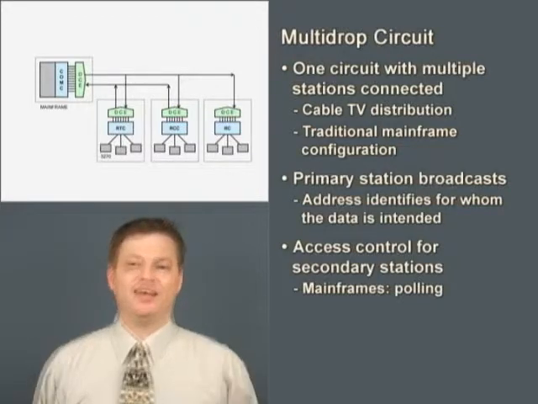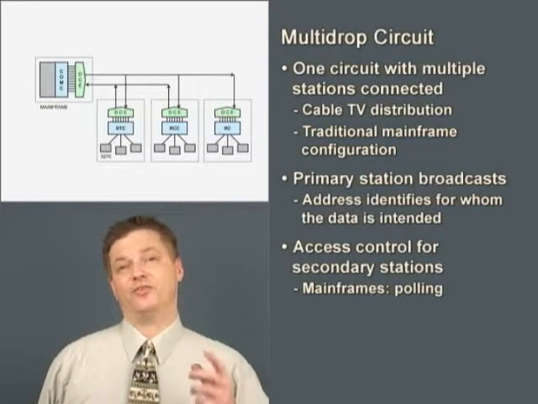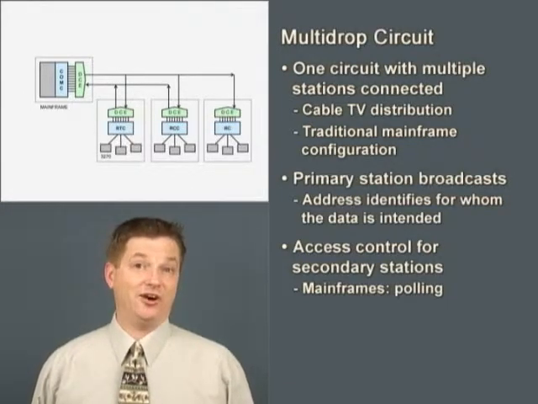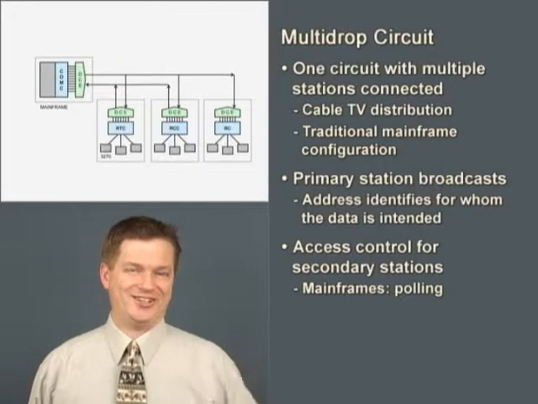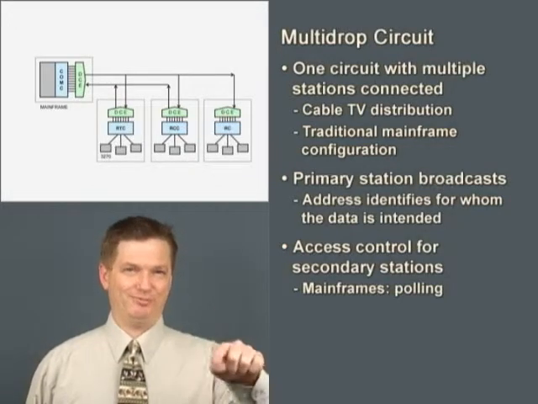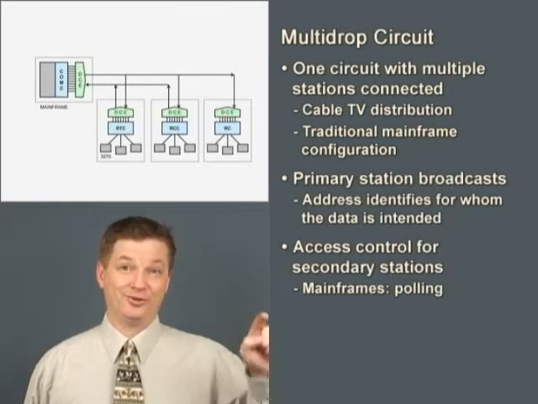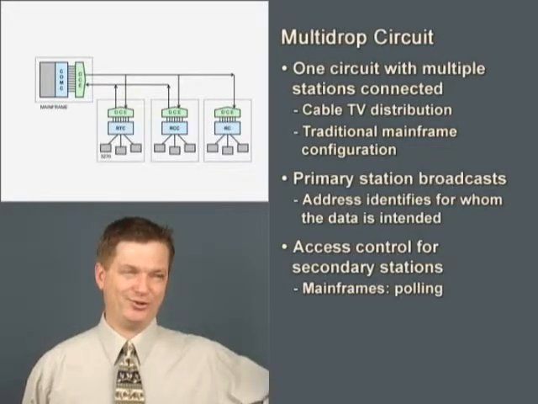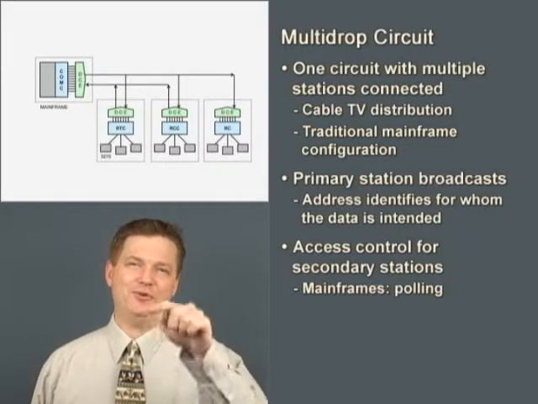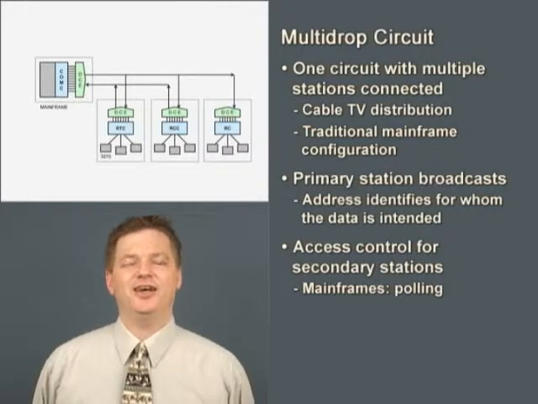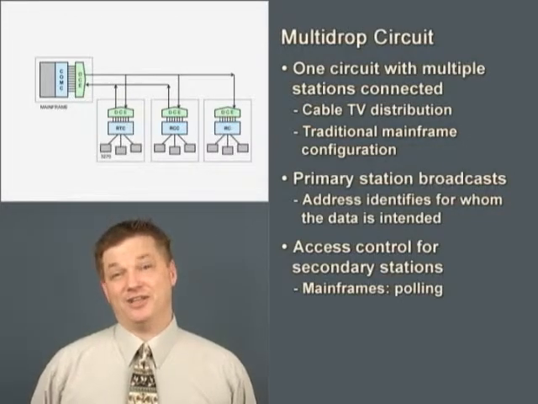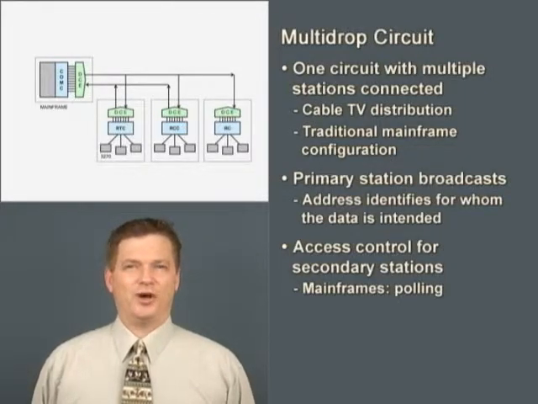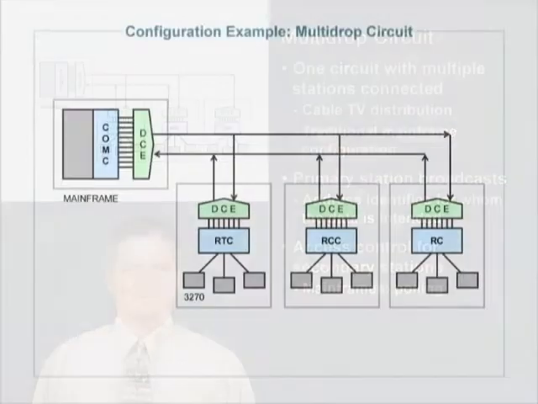delays. This works fine if there are three secondary stations on the data link. It doesn't work at all if there are a million secondary stations on the data link. Poll number one, poll number two, poll number three, poll number 999,999, poll number 1,000,000. By the time you went back to poll number one again, it would have starved for lack of attention. So this technique is not really used for wiring up computers anymore.